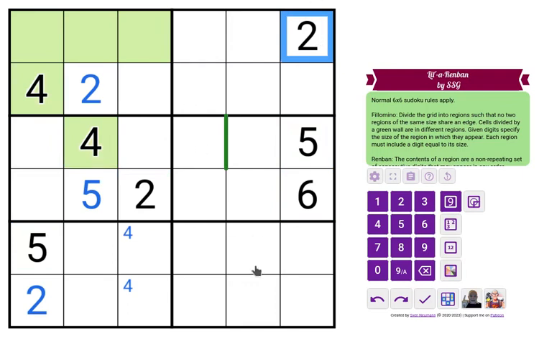We still need to place 8, other regions covering 8 cells. So if we have 1 or 4 or 5, I think, where could it go? Not in this area. Can't be this because of... could be something like this.